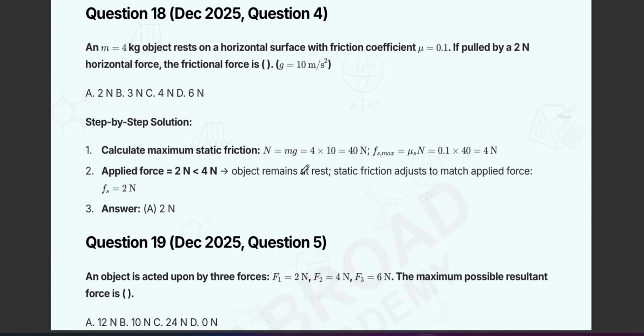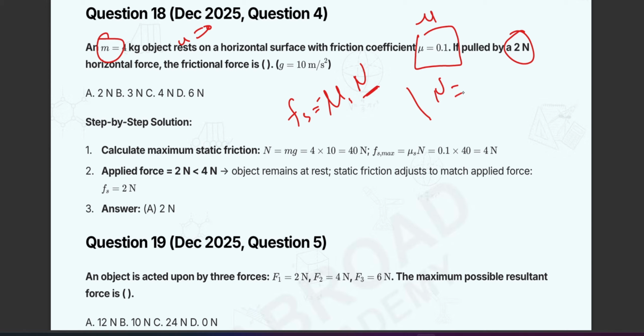And here is another question from December 2025. A 4 kg object, initially at rest, u is 0, on a horizontal surface with friction coefficient 0.1, and pulled by 2 Newton, here is the F, a horizontal force. Now we have to find out the frictional force. So we know the formula: frictional force Fs is equal to mu s into N, right? So first of all, we have to find out N.